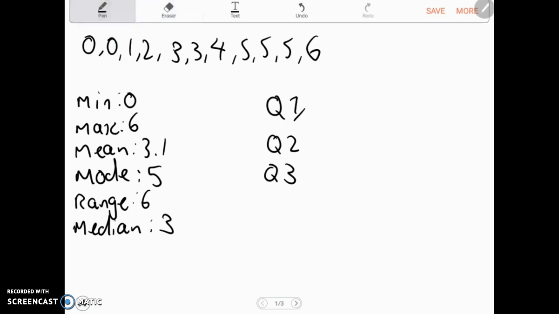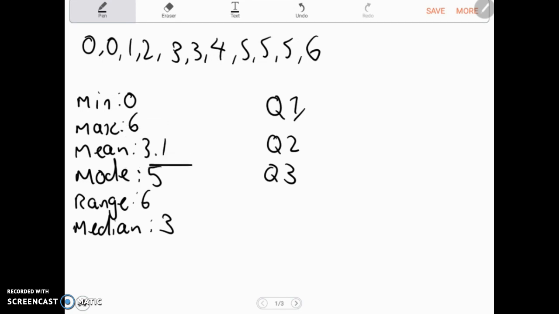So let's just go through it really quickly for this example. The minimum is the smallest number, which in this case is 0. The maximum is the largest, in this case 6. To get the mean, we add all the numbers together and divide by the number of data points. I've done this beforehand just to save us some time. So I added 0 plus 0 plus 1 plus 2 plus 3 plus 3 plus 4 plus 5 plus 5 plus 5 plus 6, divided by 11, and we get 3.1.